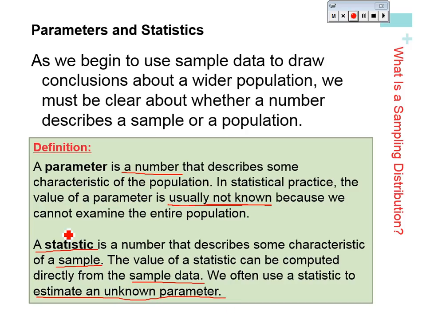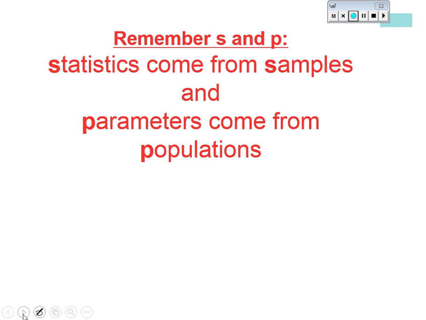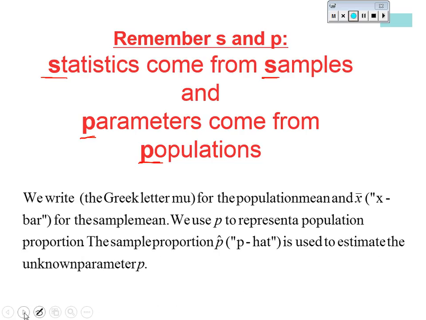So we're basically trying to take some sort of unknown value in the population. We're trying to collect a sample, and the number that we get from that sample is called a statistic. To keep this straight in your head, just remember that statistics come from samples, parameters come from populations. Statistics and samples both begin with S's, parameters and populations both begin with P's. So hopefully that helps you keep those two terms straight in your head.